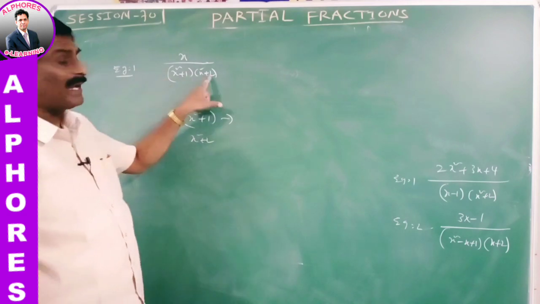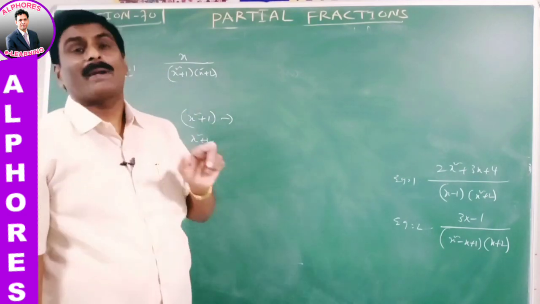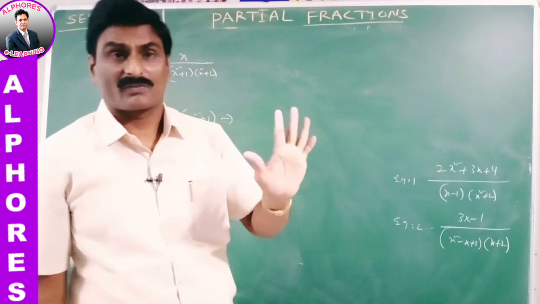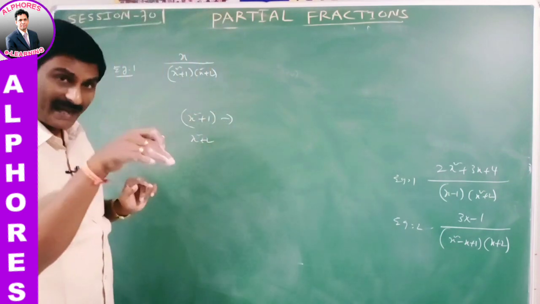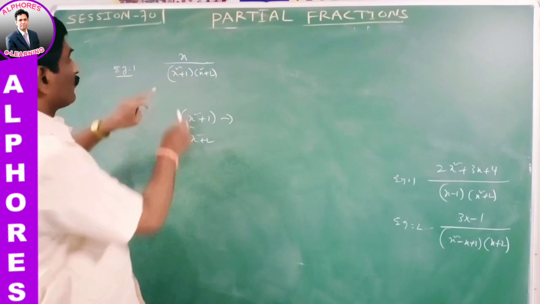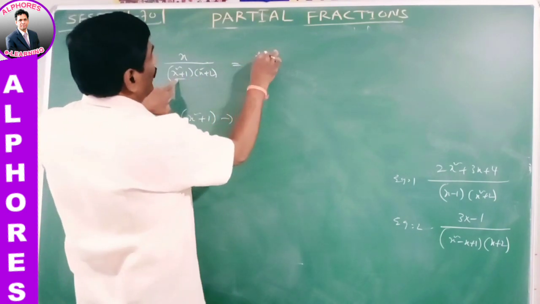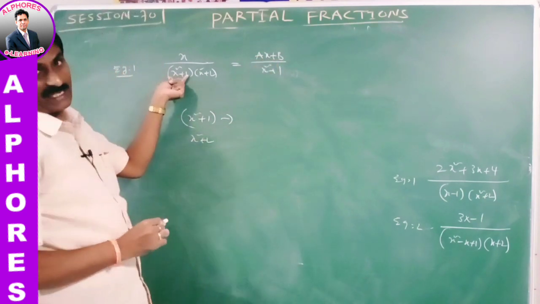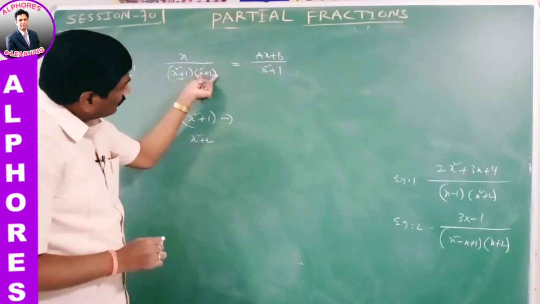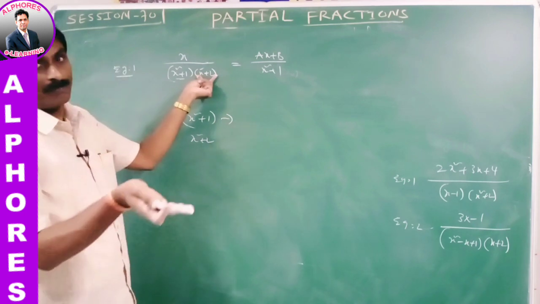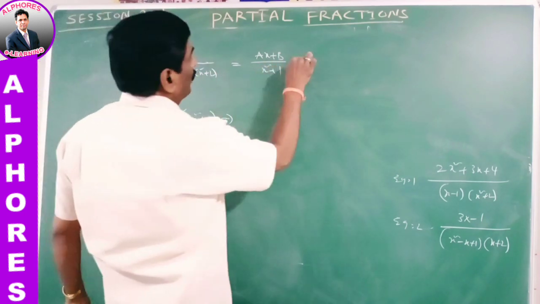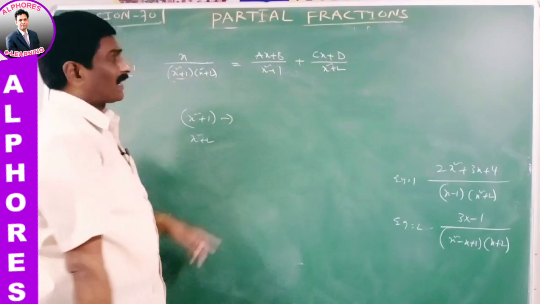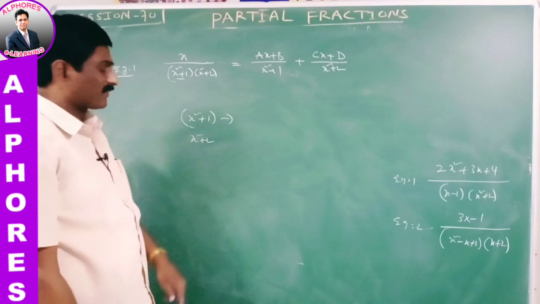In this case, there will be 2 irreducible non-repeated quadratic factors. So, for every quadratic factor, there will be one partial fraction, in the form of ax plus b by ax square plus bx plus c. For x square plus 1, we get ax plus b by x square plus 1. It is one of the partial fractions. Next, the other irreducible factor also has a partial fraction, in the form of cx plus d by x square plus 2. Now, we find a, b, c, d. Please note this, Example 1.